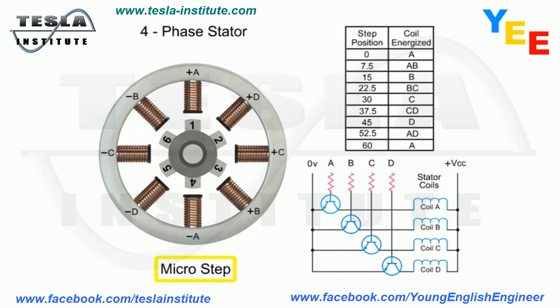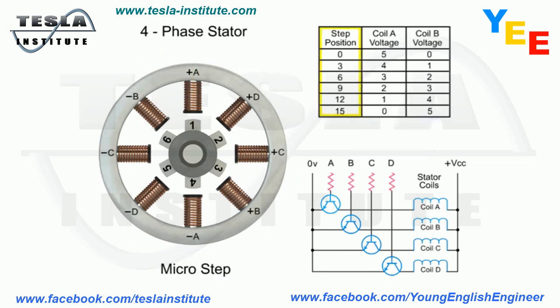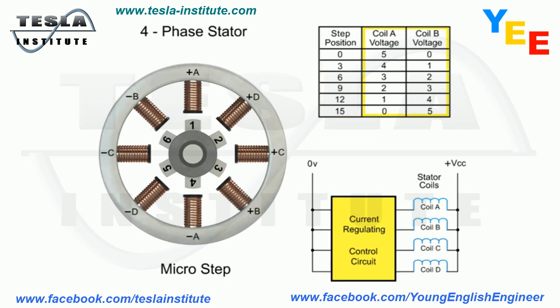Microstepping controls the current in the motor winding to a degree that further subdivides the number of positions between poles. To achieve microsteps, the coils are only partially energized. As we apply a maximum voltage of 5 VDC to coil A and a minimum voltage of 0 VDC to coil B, rotor position 1 will line up.